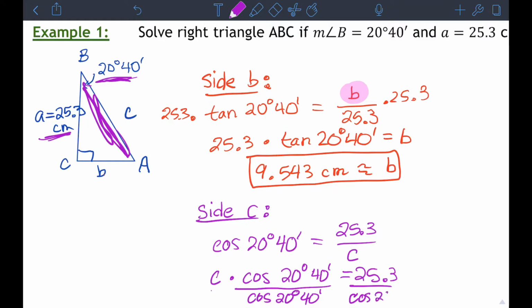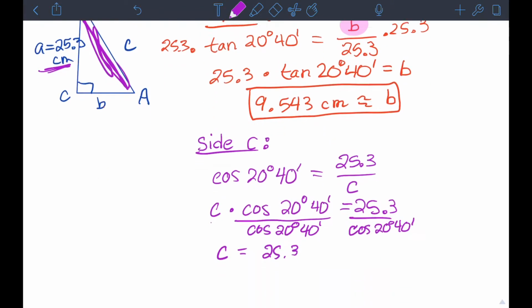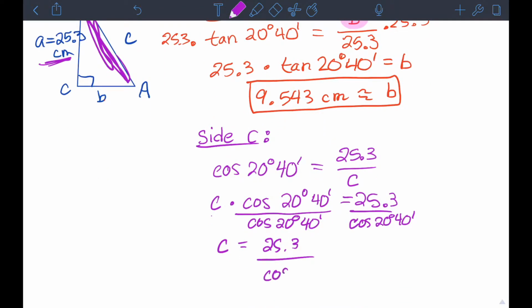And if you do cosine of 25.3 divided by cosine of 20 degrees 40 minutes in your calculator, you should get that side C is approximately 27.04 centimeters.